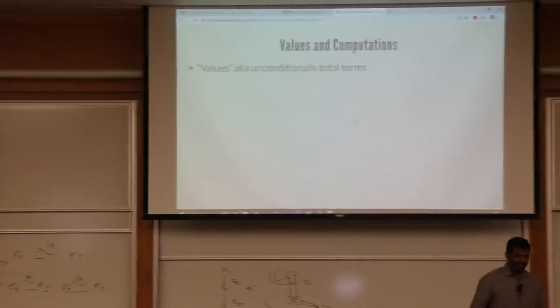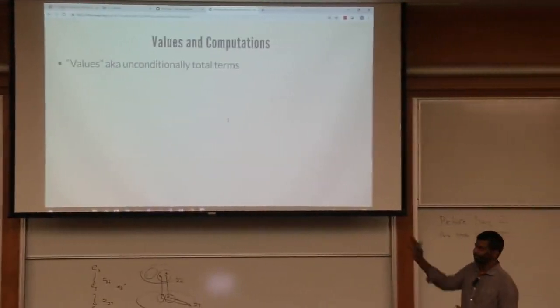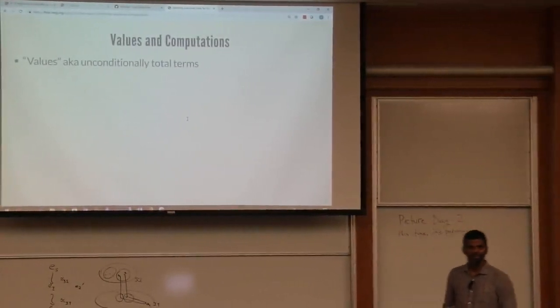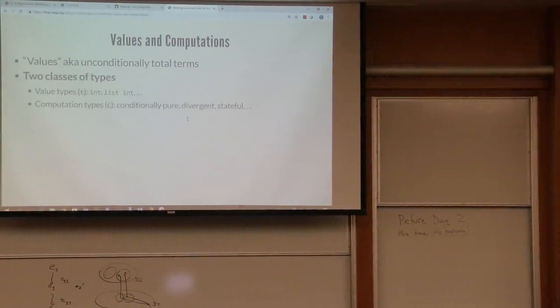I lied a bit earlier when I said I was making a transition to F*, but here is my transition to F*. I was still telling you about total functions. The F* type system is stratified into two pieces.